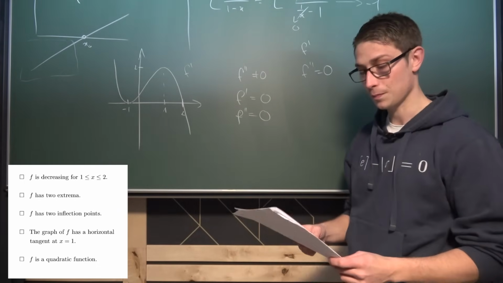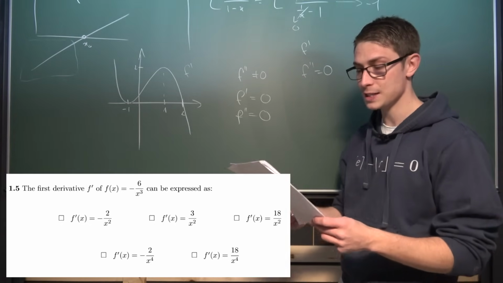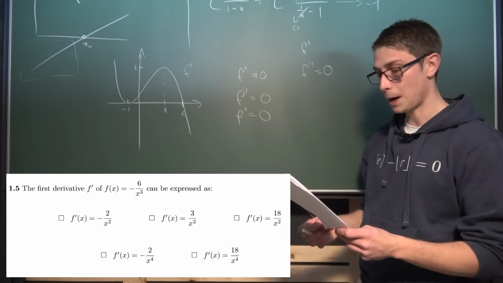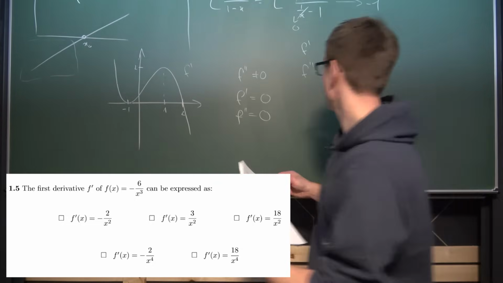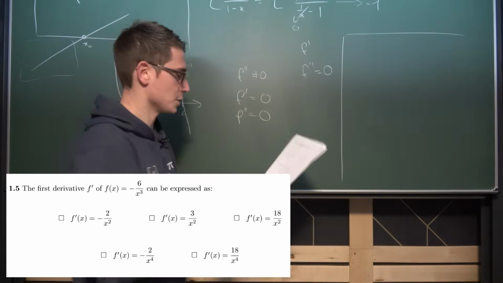So this doesn't work out. And then we are almost done. The first derivative f prime of x is equal to negative 6 divided by x to the third power, can be expressed as... Let us just write it out and see what we are going to get once we differentiate it.